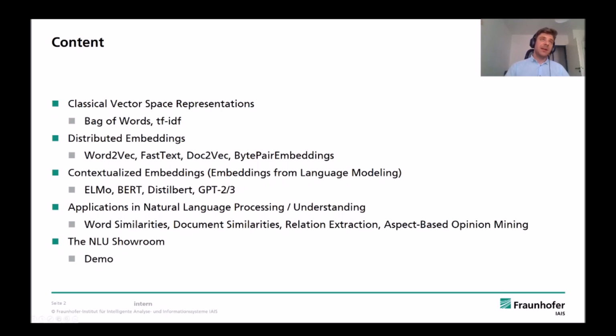FastText is a modification of Word2Vec, which also uses morphological information. And Doc2Vec is a modification which learns document representations rather than word representations, or paragraph representations. It's also often called paragraph vectors. As last distributed embedding, we're going to look into BPE embeddings. BPE embeddings are very resource-friendly. They use less memory and disk space and have a significantly smaller vocabulary size. What's also interesting about them is that they are the input representation for many contextualized embeddings, such as BERT.